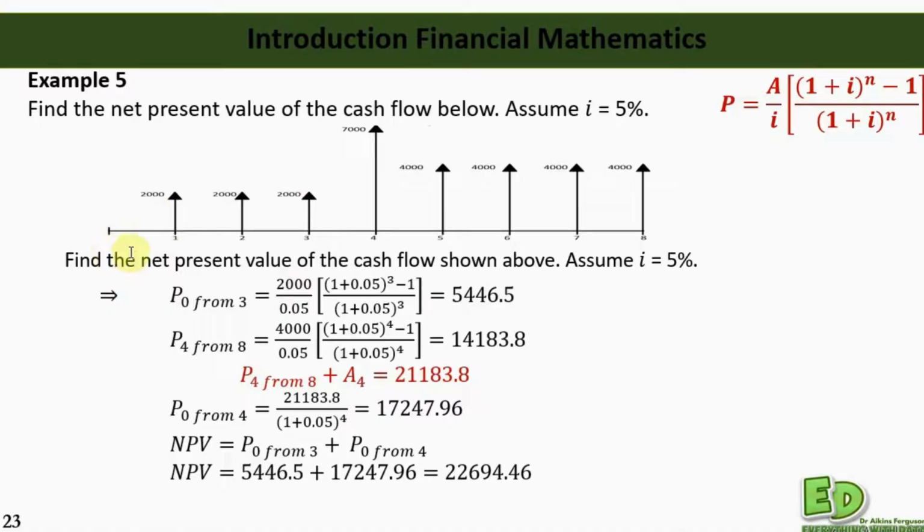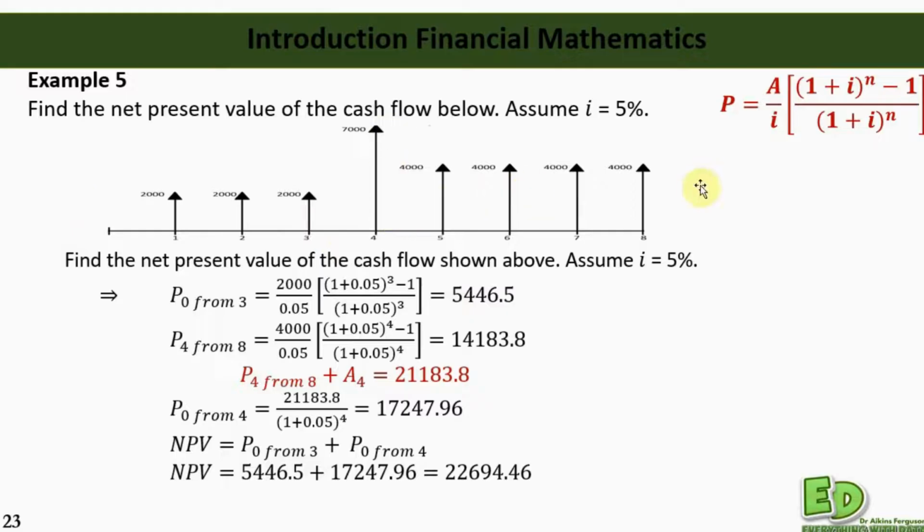So n is 3. Using the formula for present value of the uniform cash flow, 2,000 over this, 1 plus the interest raised to the power 3, the number of years, or we move 1, 2, 3. That will give you 5,446.5. We are done with the first part.